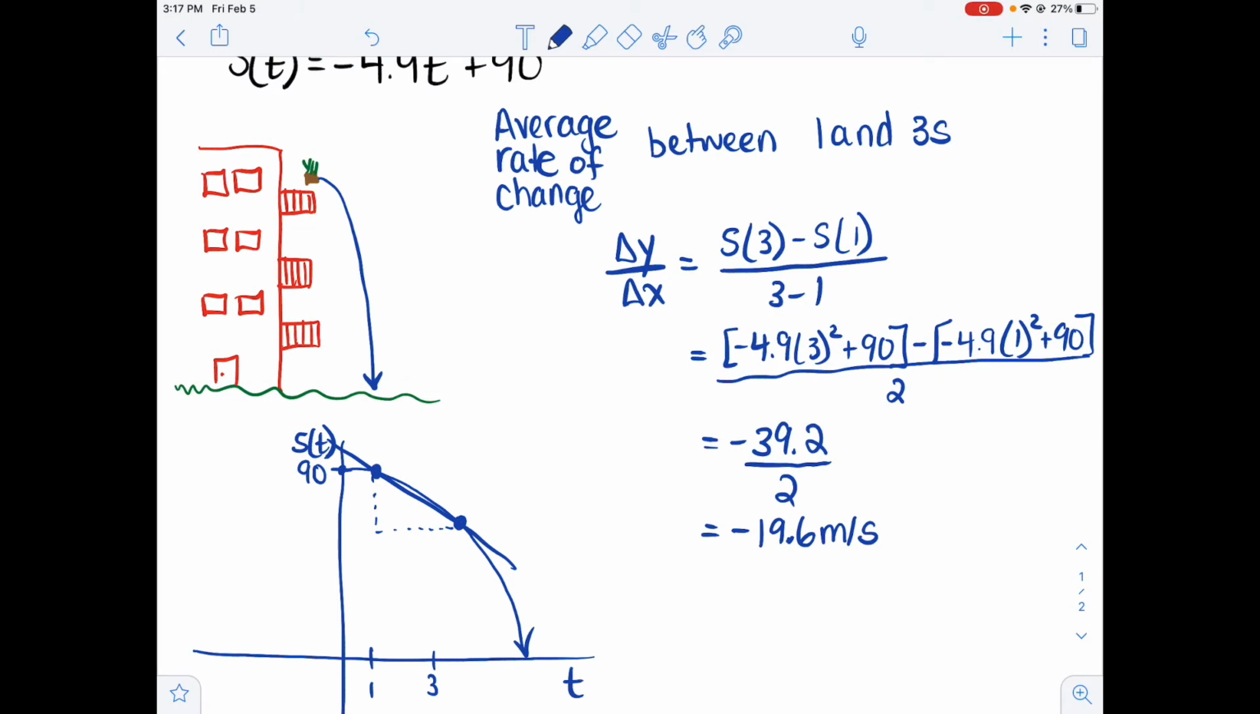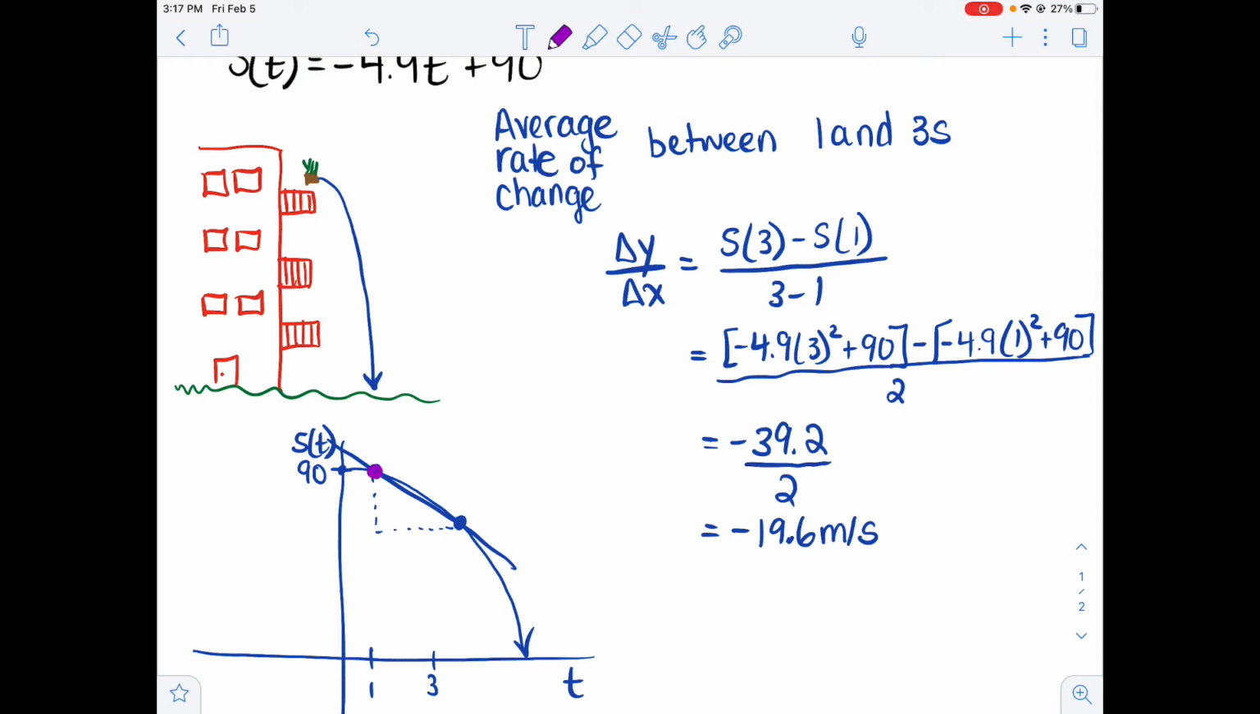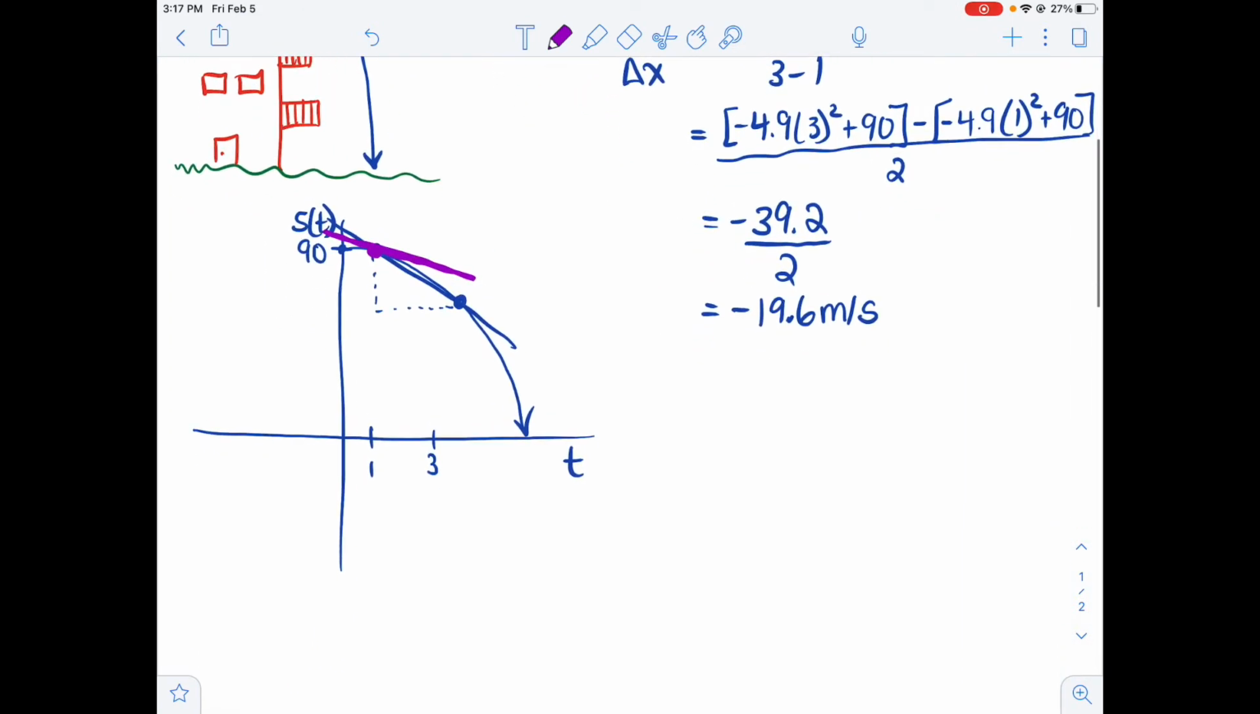Now let's say I want a more accurate measurement right at 1 second. That's not a horrible estimate, but the slope of our tangent at 1 would be more like this. So when you look at this, compare the slopes of the blue and the purple line, they are different. What would make our estimate better would be picking a point on the curve that's closer to 1. So why don't we do that? Let's work on trying to approximate the instantaneous rate of change at 1 second.